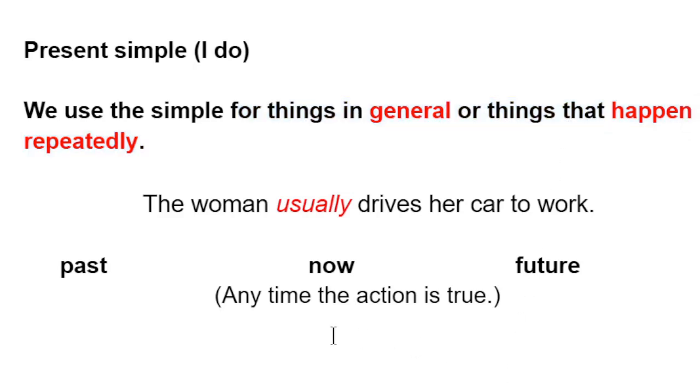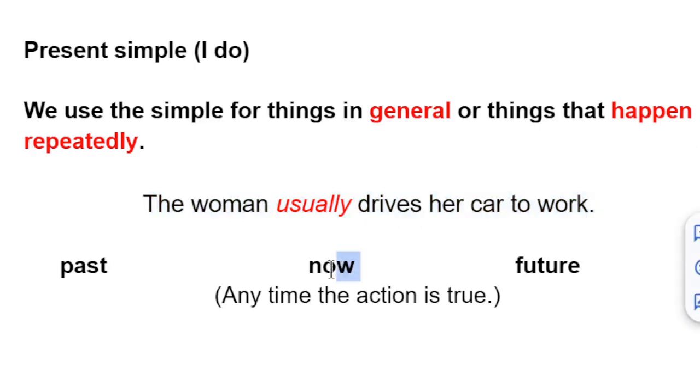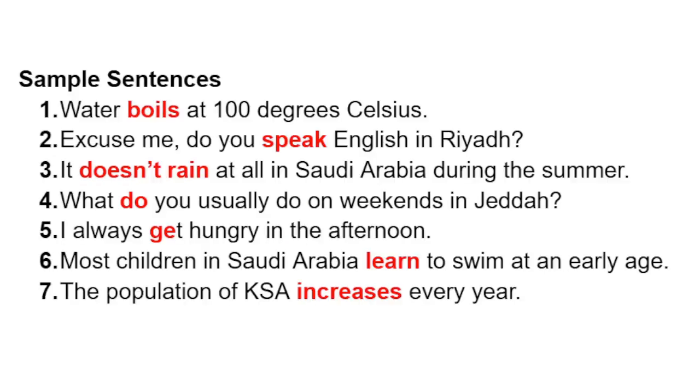Let's look at the previous example. The woman usually drives her car to work. In this situation, the action is a repeated action. It's something she does often. It's true for now, it's true for the past, and it's also true for the future. Anytime, the action is true. So a few more examples of the present simple.